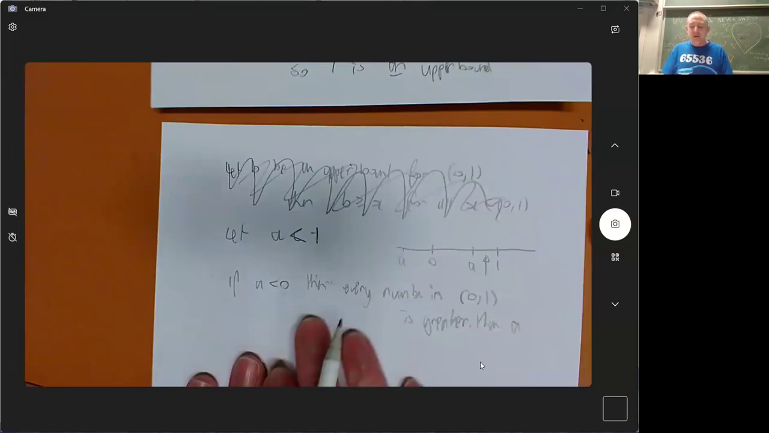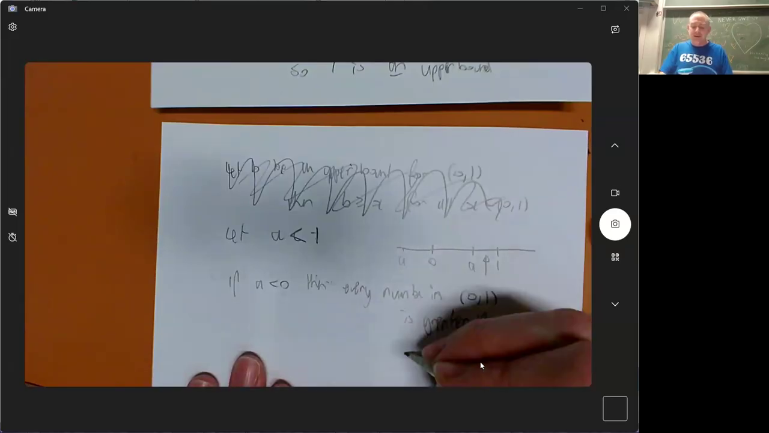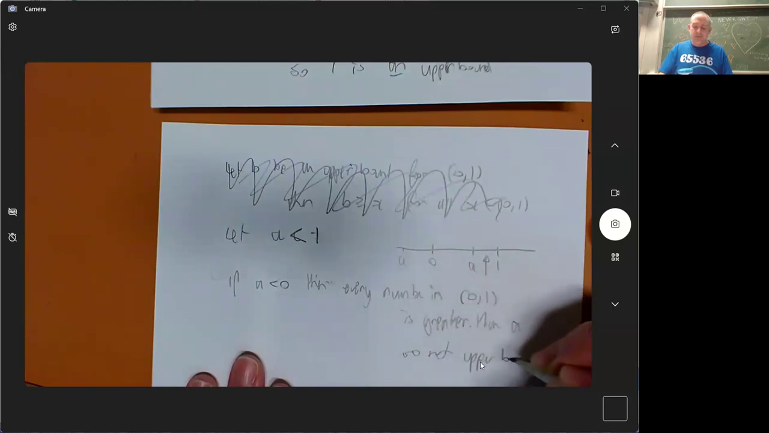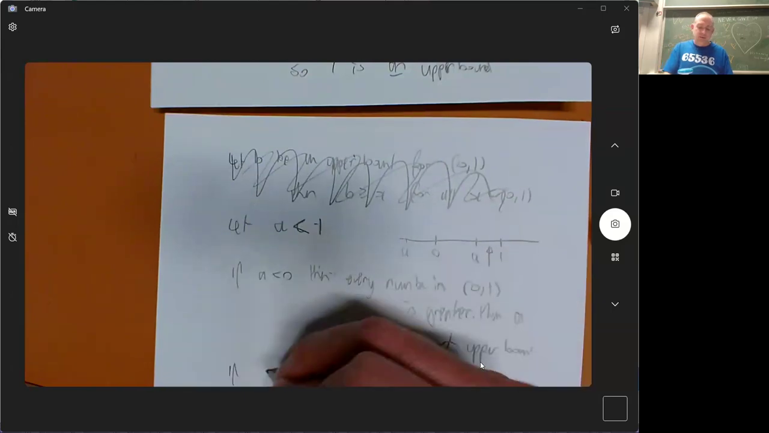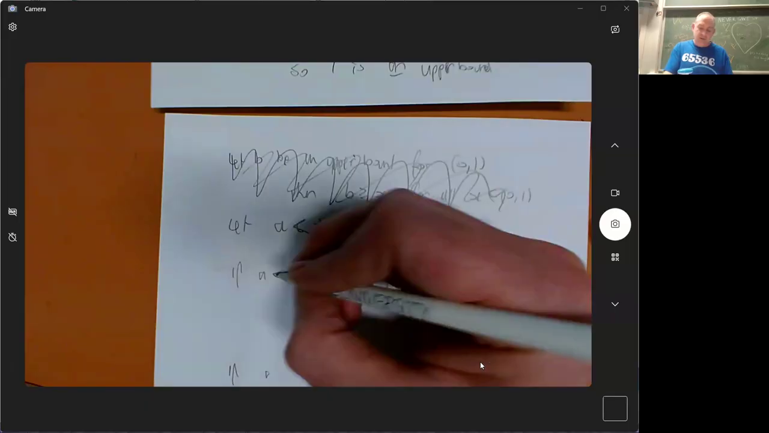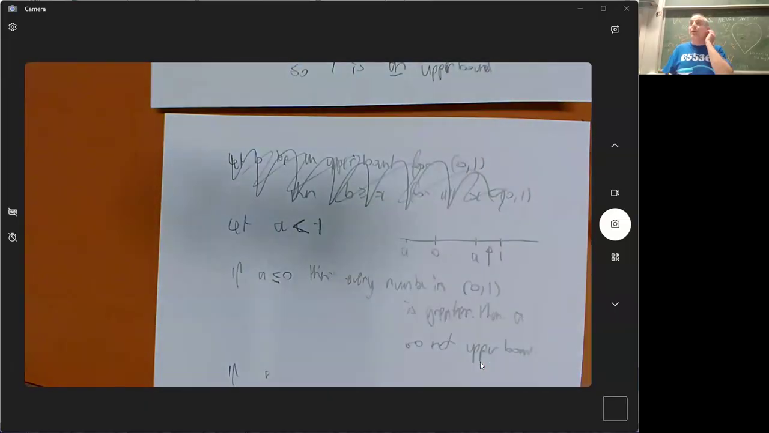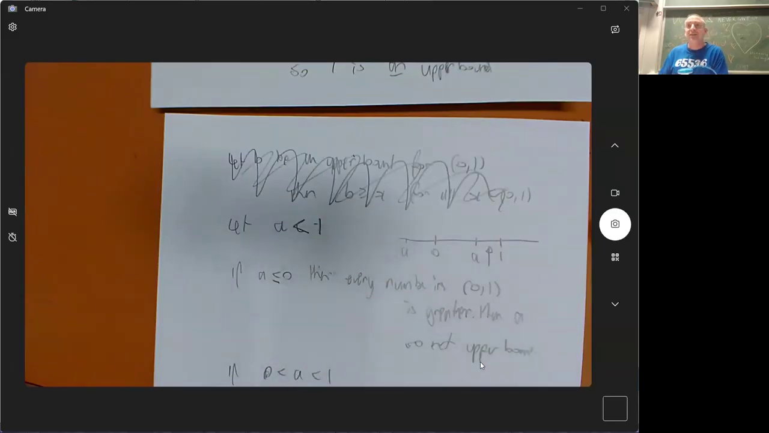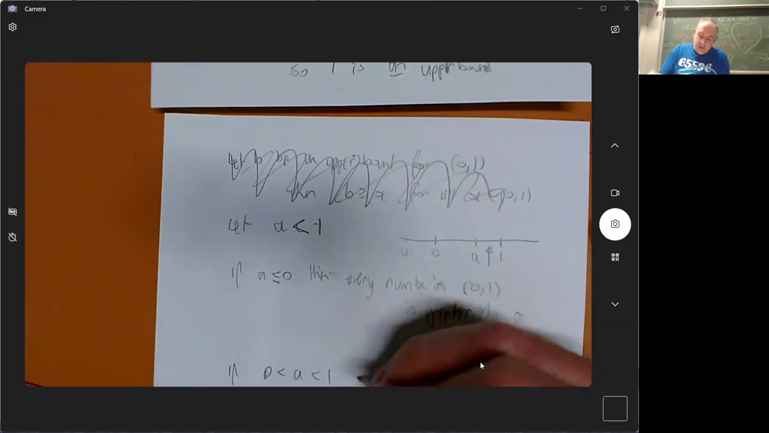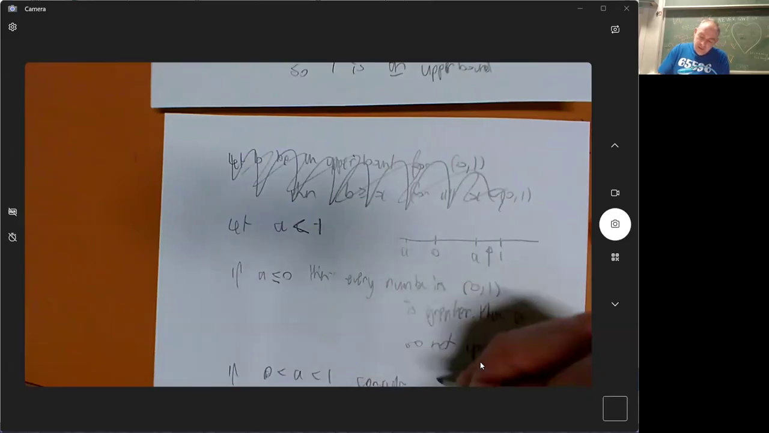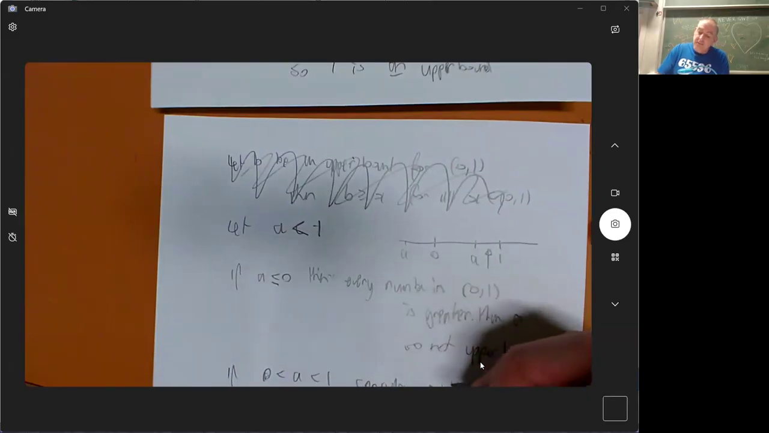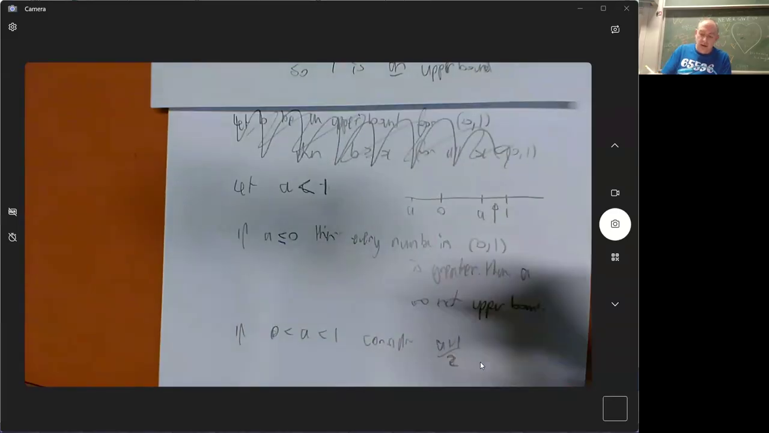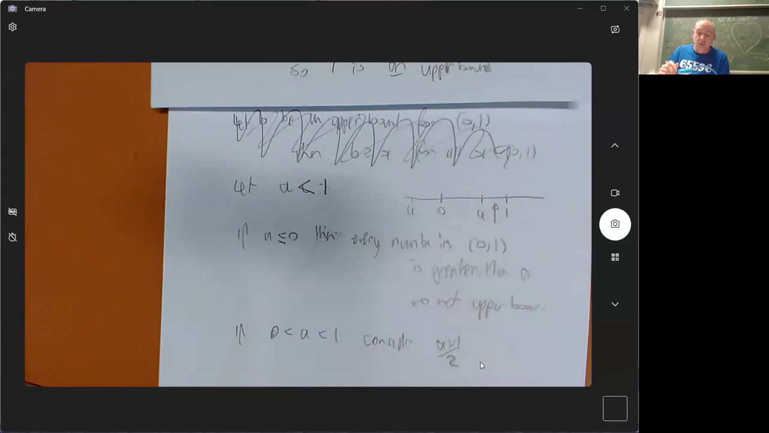But if a is less than 0, then every number in 0, 1 is greater than a, so it's not an upper bound. And then if a is between 0 and 1, well, that's actually less than or equal to 0. That works too. And if a is between 0 and 1, then it's in the set. That's useful. And then we're going to consider a plus 1 over 2.